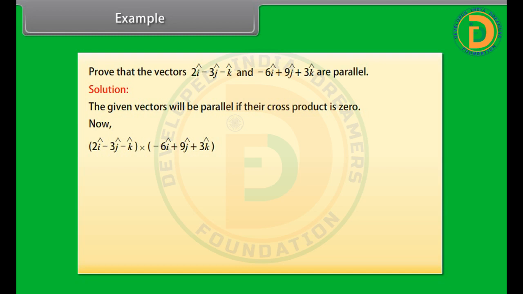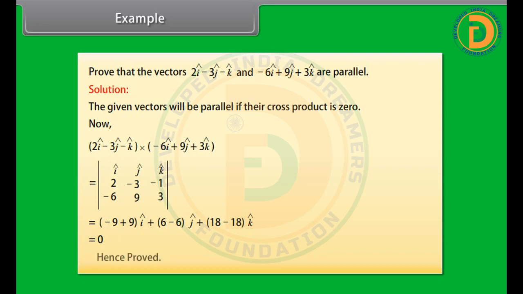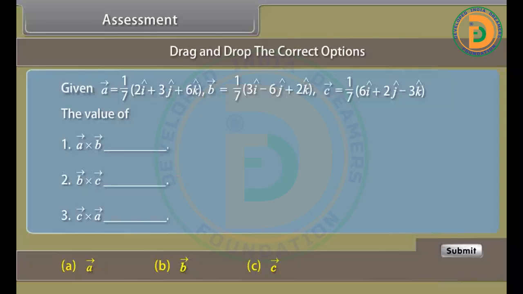plus 3k cap) equals the determinant of the rows: first row i cap, j cap, k cap; second row 2, minus 3, minus 1; third row minus 6, 9, 3. That equals (minus 9 plus 9) i cap plus (6 minus 6) j cap plus (18 minus 18) k cap, which equals 0. Hence proved.